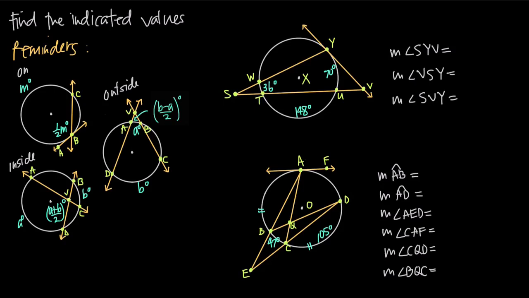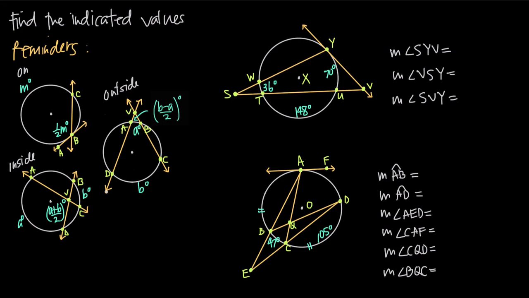In this video, we're talking about how to find the degree measures of arcs or angles that are formed when we have two or more intersecting lines around a circle. And we can break this down into three scenarios, the first of which is where the point of intersection of the two lines is on the edge or on the perimeter of the circle, like in this first figure here.